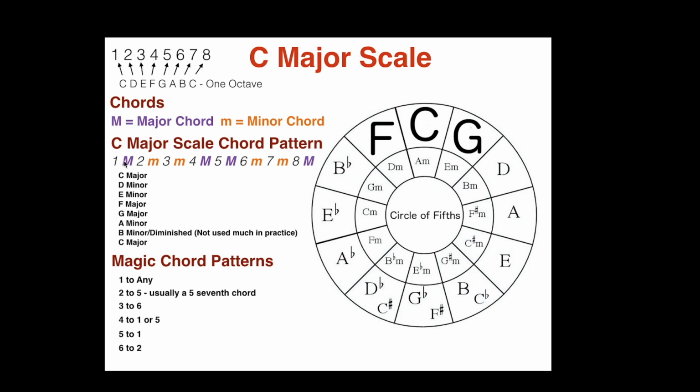So for example, the first note in the scale will be a major chord, the second note in the scale will be a minor chord, the third note in the scale would be a minor chord, the fourth note in the scale would be a major chord, the fifth note in the scale would be a major chord, the sixth note a minor, the seventh note would be a minor diminished chord, which is rarely used in practice, and the eighth would be your octave, another major. So in the scale of C, these would be the chords associated with that scale.